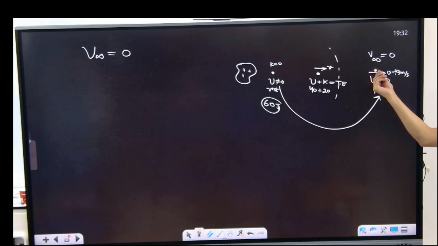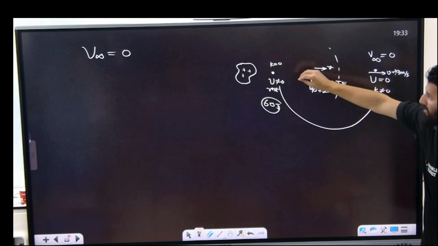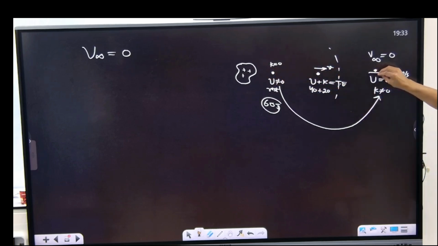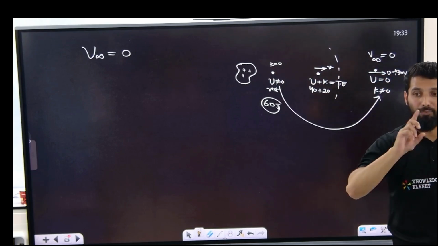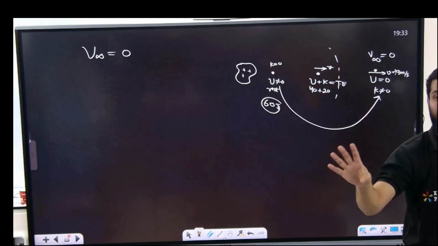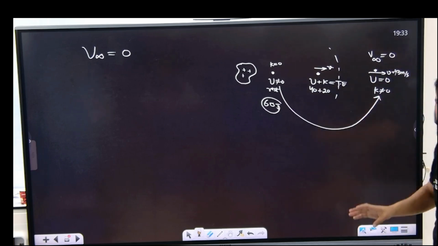Can anyone tell me, after this, what will happen to it? It will either decrease or be constant if there is no loss. It will be the same, right? Newton's first law: a body tends to remain in its state. Up to here there were external forces, electrostatic force. But when it went to infinity, there is no net force now. The body will tend to remain in uniform motion, so it will continue moving with 43 meters per second.